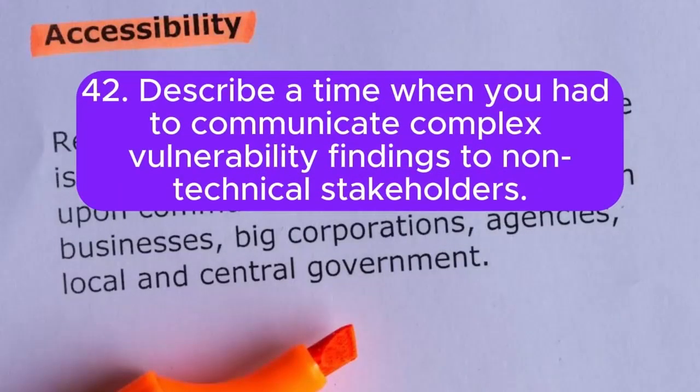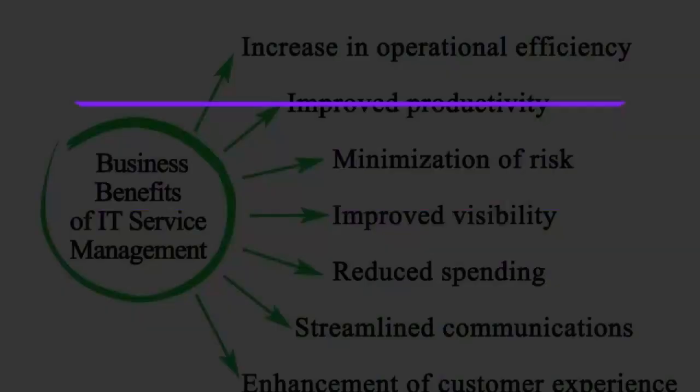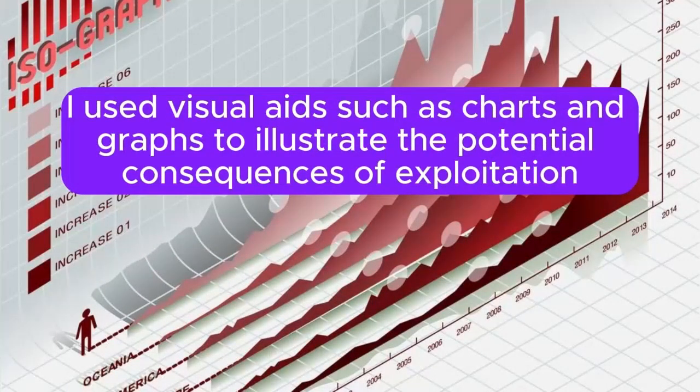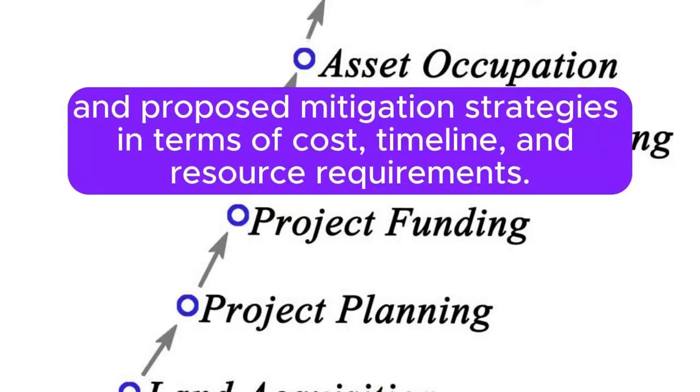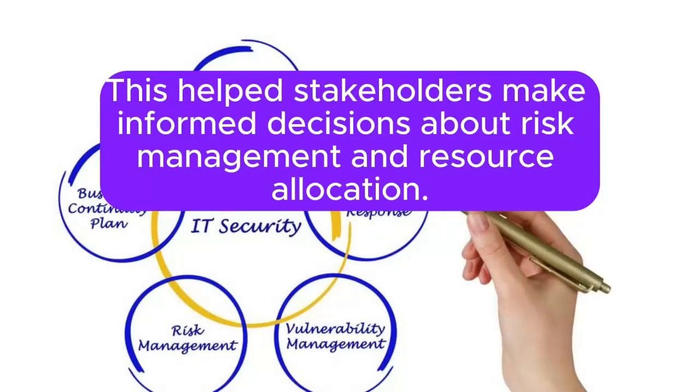42. Describe a time when you had to communicate complex vulnerability findings to non-technical stakeholders. Answer: In a previous role, I communicated complex vulnerability findings to senior executives. By translating technical details into business impact and risk metrics, I used visual aids such as charts and graphs to illustrate the potential consequences of exploitation, and proposed mitigation strategies in terms of cost, timeline, and resource requirements. This helps stakeholders make informed decisions about risk management and resource allocation.